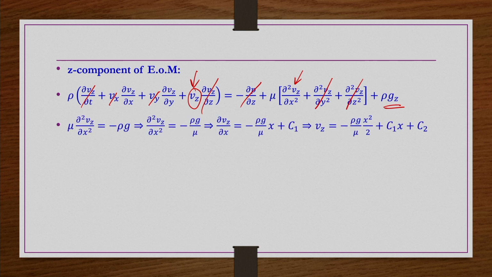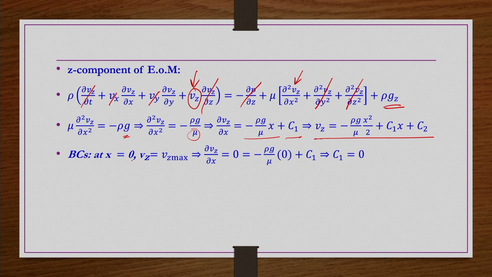So we get mu dou square Vz by dou x square equals minus rho Gz, and Gz is nothing but G. Take the mu also to the right hand side, then integrate the first time. We get minus rho G by mu x plus C1, and on the left hand side dou Vz by dou x. If you integrate again, Vz equals minus rho G by mu times x square by 2 plus C1 x plus C2.